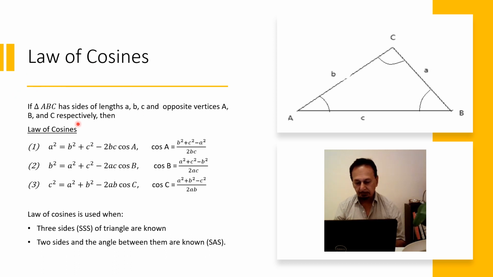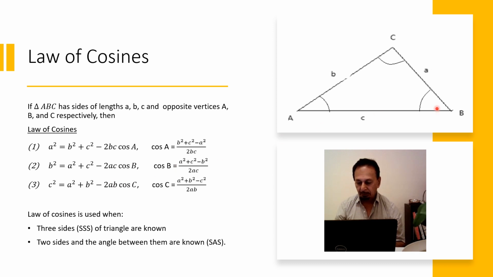Law of cosines. If triangle ABC has sides of lengths a, b, c and opposite vertices A, B, C respectively, then the law of cosines says number 1: a squared equals b squared plus c squared minus 2bc cosine A. Or if you solve for cosine A, then cosine A equals b squared plus c squared minus a squared over 2bc.